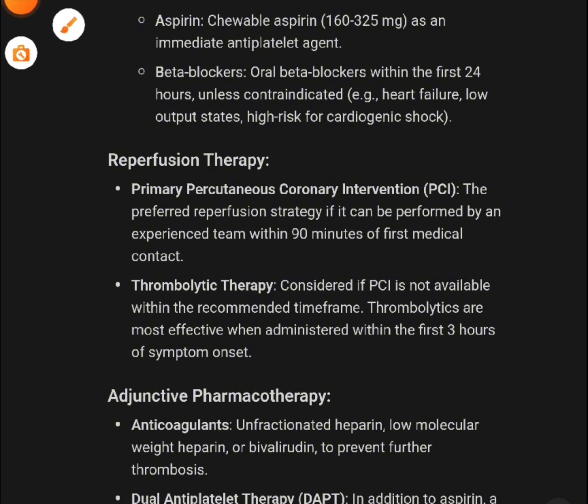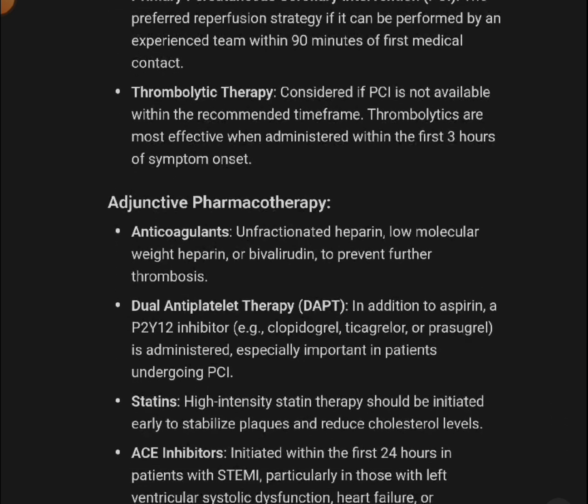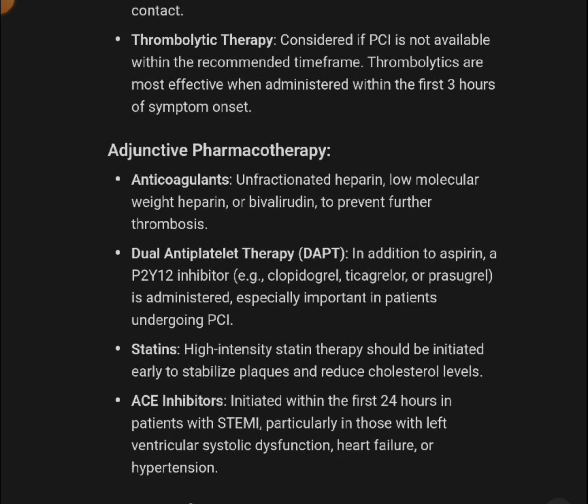Reperfusion therapy: primary percutaneous coronary intervention (PCI) is the preferred reperfusion strategy if it can be performed by an experienced team within 90 minutes of first medical contact. Thrombolytic therapy is considered if PCI is not available within the recommended time frame. Thrombolytics are most effective when administered within the first 3 hours of symptom onset.